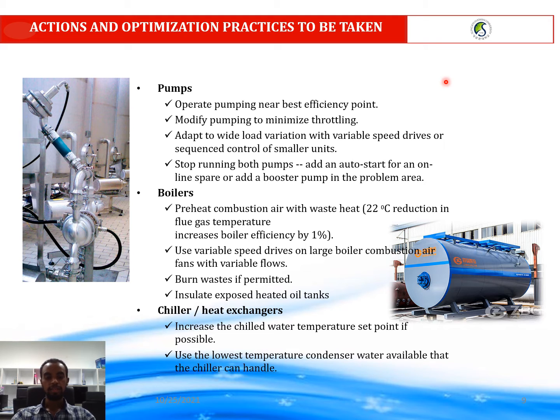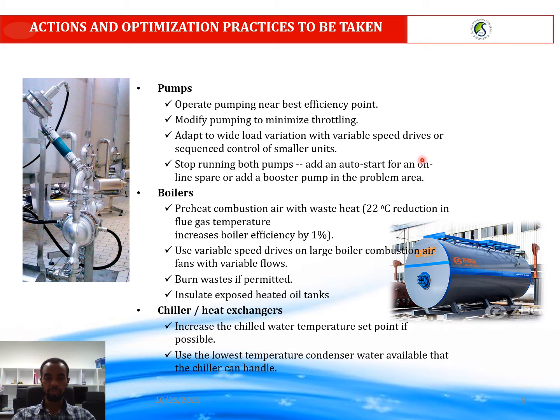For that, we have to operate pumping near the best efficiency point of the pump. We need to modify to minimize throttling, and adapt to wide load variation with variable speed drives or sequential control of smart units. We need to stop running both pumps if we have different pumps, and add an auto start for an ongoing or online spare, or add a booster pump in the problem area.